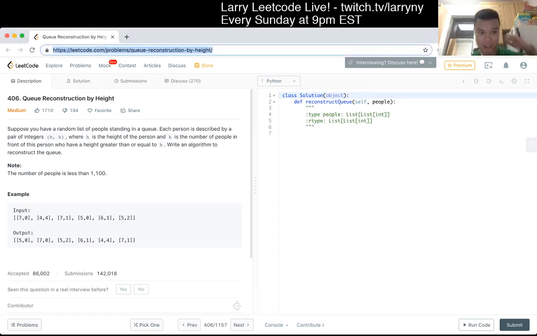Write an algorithm to reconstruct the queue. The number of people is less than 1100. Write an algorithm to reconstruct the queue. Okay, what does that mean? So you just, I guess each pair is just a person then? Okay.